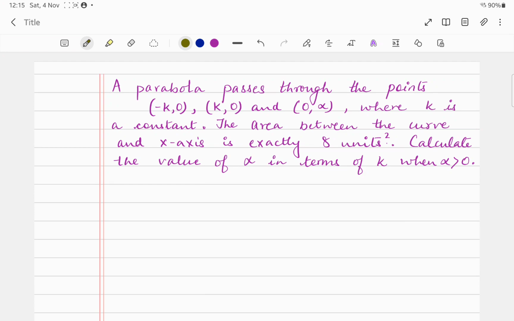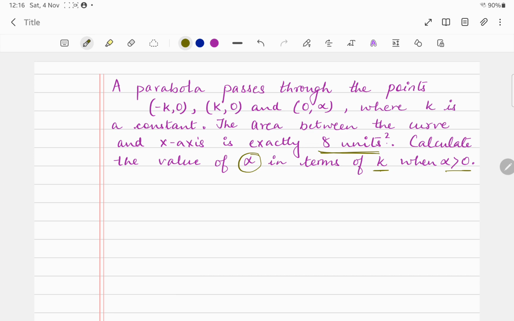So it says a parabola passes through the points (-k, 0), (k, 0) and (0, alpha), where k is a constant. The area between the curve and the x-axis is exactly 8 units squared. Calculate the value of alpha in terms of k when alpha is greater than 0.